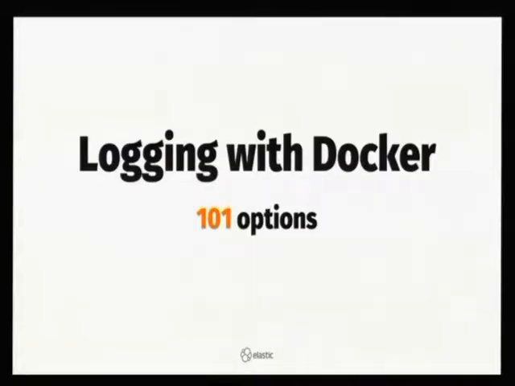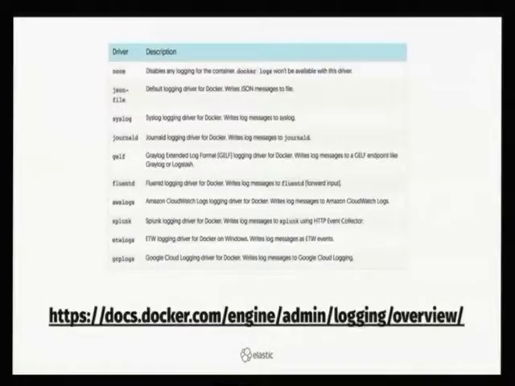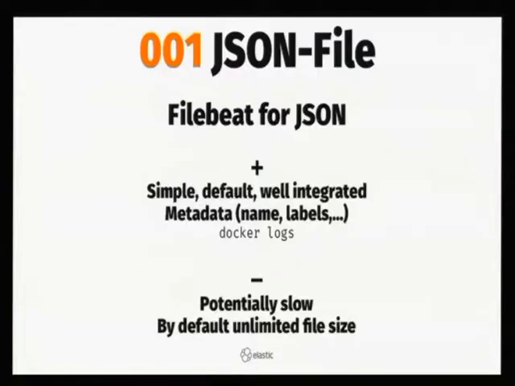So how does it work together with Docker? There are 101 options. So we will need to speak quite quickly now. Let's see. If you're looking at Docker, they have some logging appenders they support. That is the complete list. So yeah, there are some options. Which ones are relevant for the Elastic Stack?